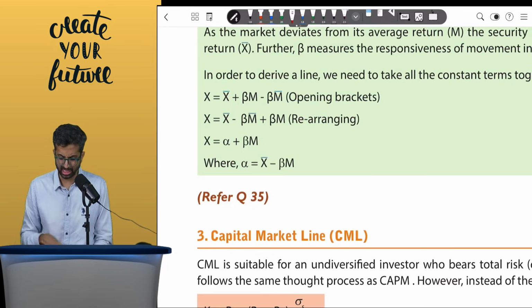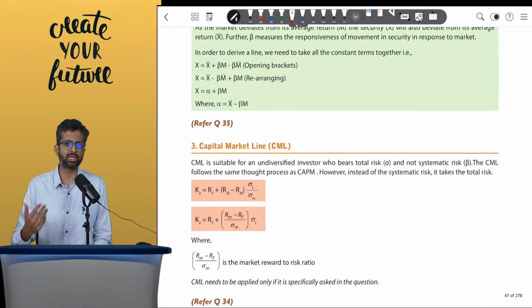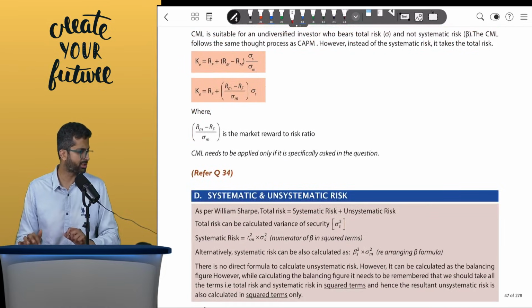And last, there is the capital market line, where instead of taking beta, you will take the total risk of the security and try to find the return. Capital market line is the least important. Characteristic line, of these 3, is the most important from an exam perspective. You have been receiving multiple questions on the characteristic line.